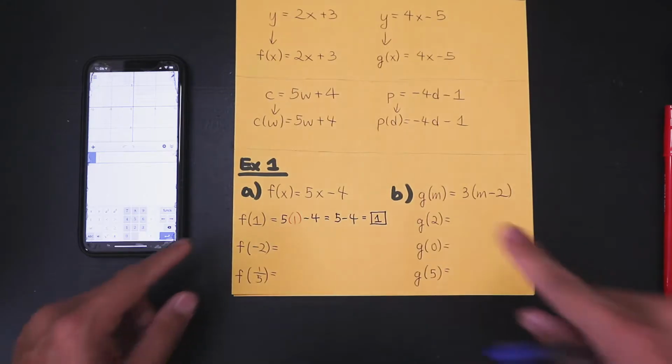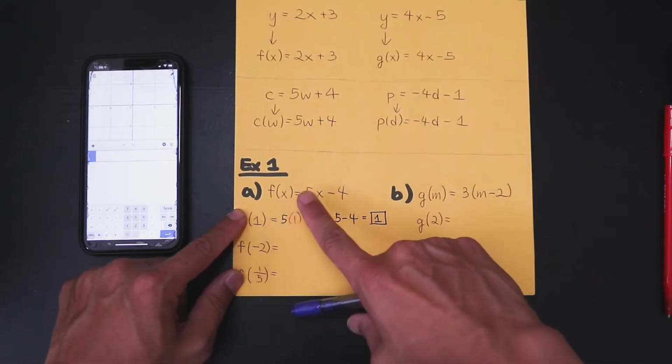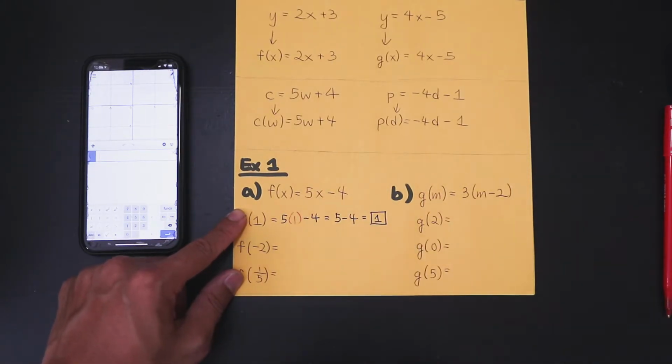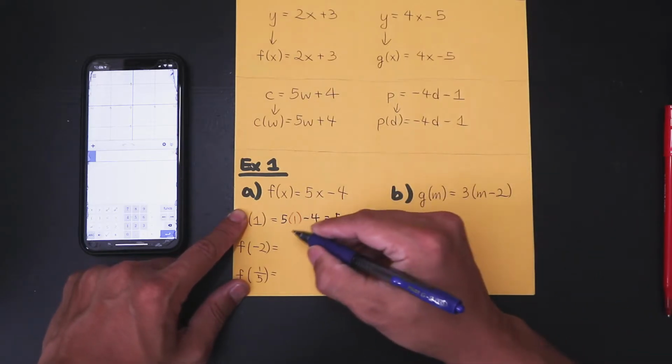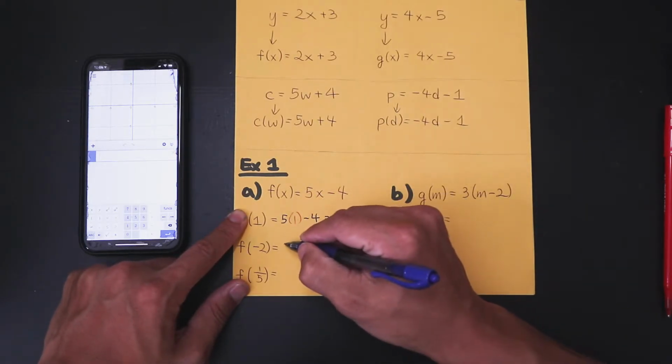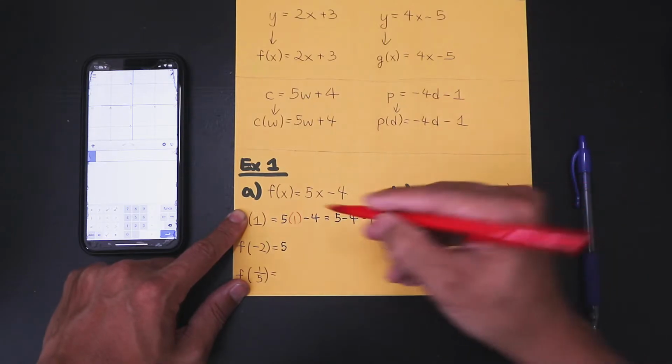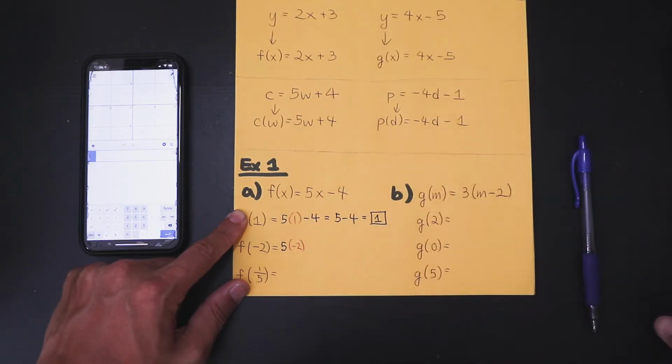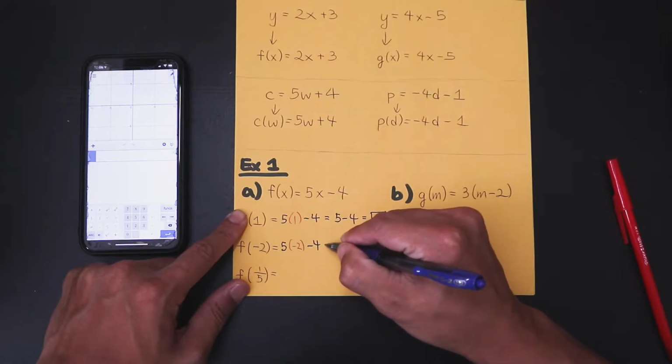Let's do a couple more. f of negative 2 means if x is negative 2, what is the output? What is the y value? So you're going to do the same thing. We write this equation, so 5, and then instead of writing an x, you're going to write negative 2, and then minus 4, like this.